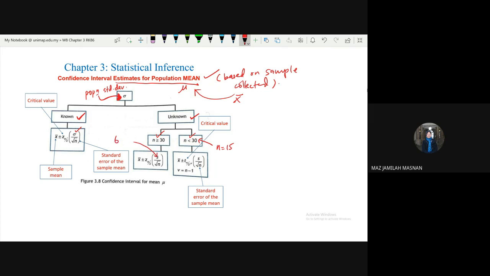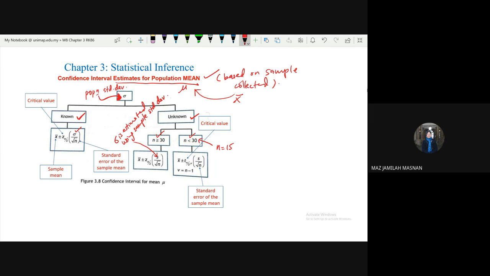If it is greater than 30, then sigma is estimated using the sample standard deviation. Okay, sample standard deviation.